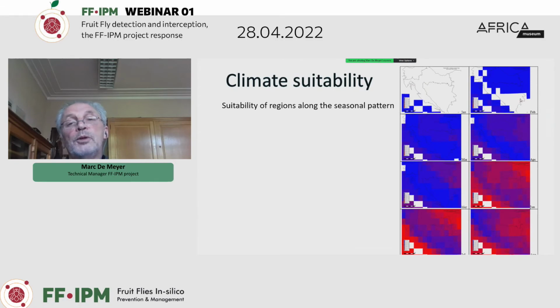The second step in the predictive modeling is, can we make any predictions on the suitability of certain regions within the country regarding their climate suitability over the year? If you have an interception from an area, what is the likelihood that the conditions locally are suitable for establishment? And here you can see one simulation for the area of the Adriatic Sea. What you see there is Croatia over time. And if you go from January to August, you see an increase in suitability in different parts of that country throughout the period. However, I'm not going to talk too much about this topic.